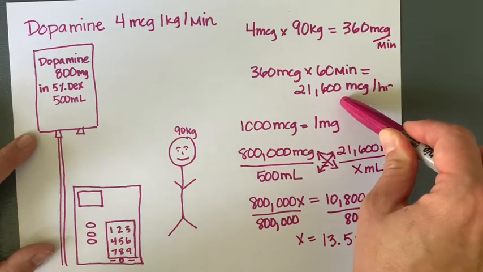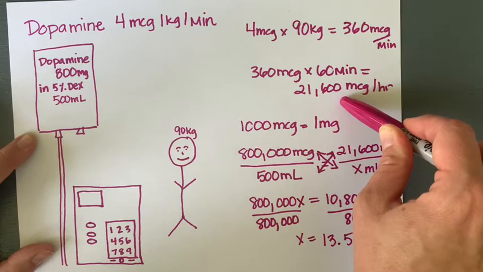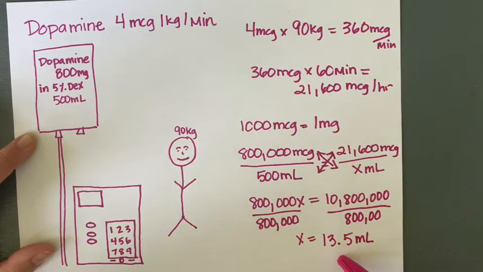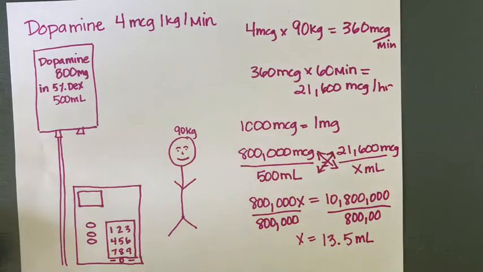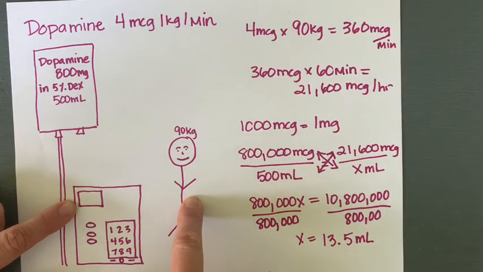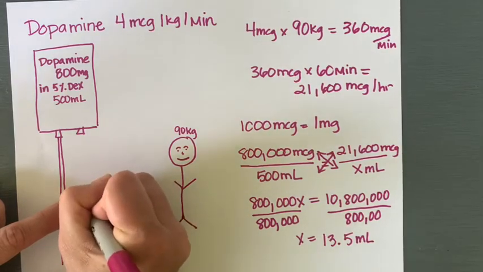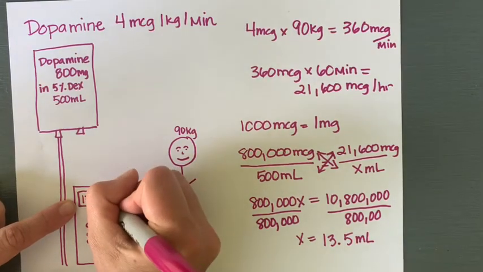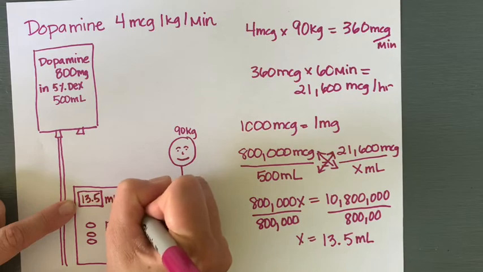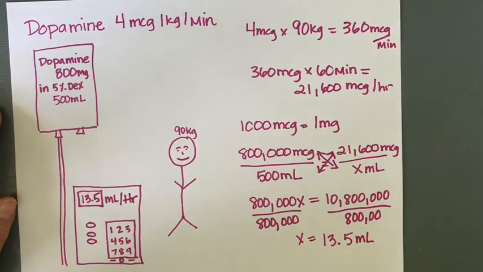We just figured out that 21,600 micrograms is actually 13.5 milliliters of our dopamine, 800 milligrams in 500 milliliters. Now we have enough information that we can program our IV pump and administer our dopamine in the appropriate dose to our patient to help them improve. So we will program our pump for 13.5 milliliters per hour and administer our medication to our patient.